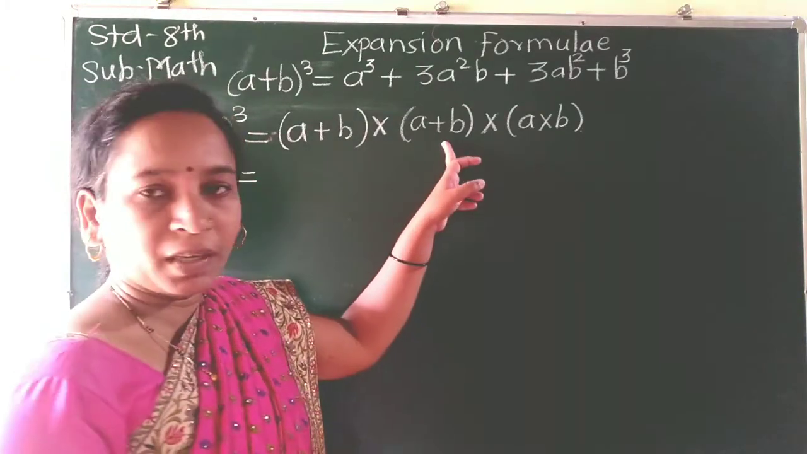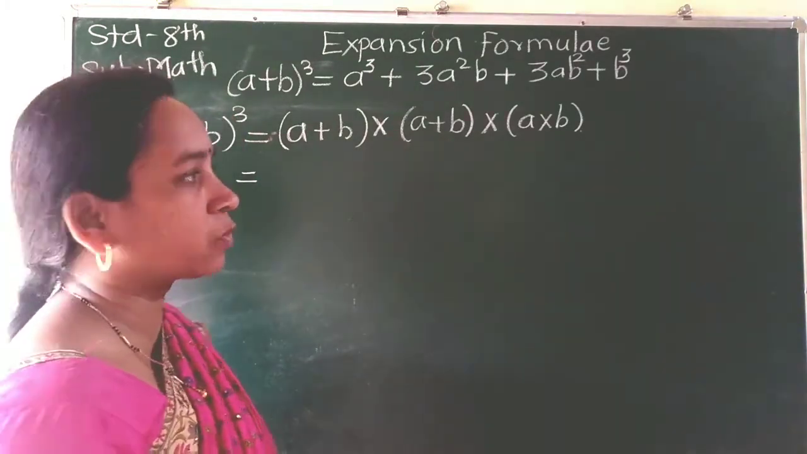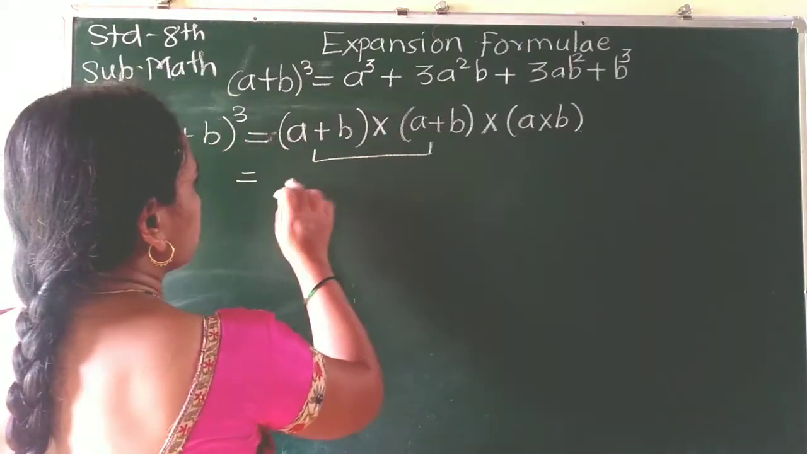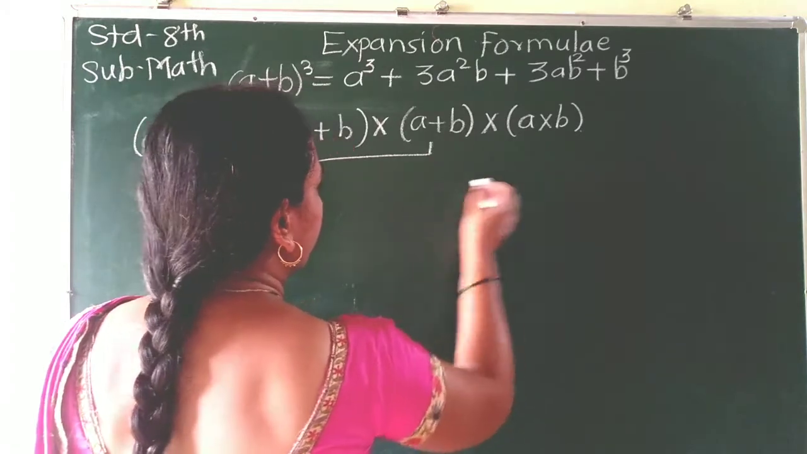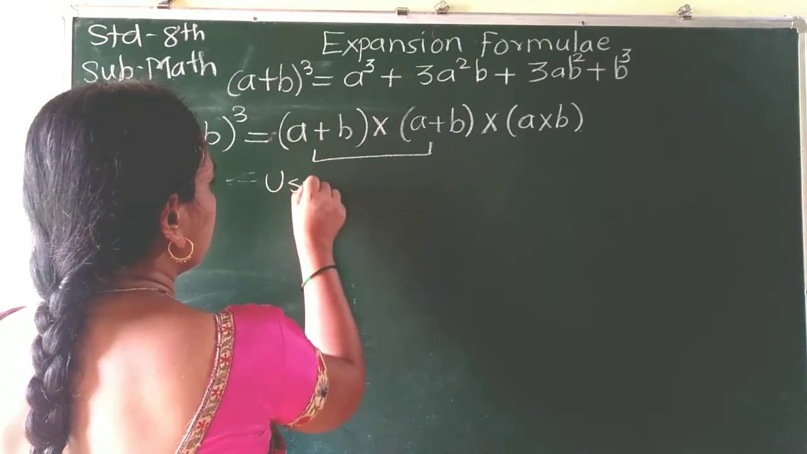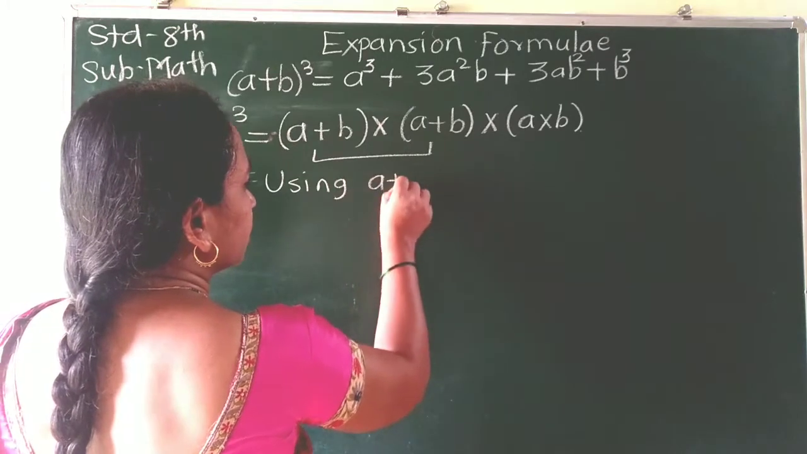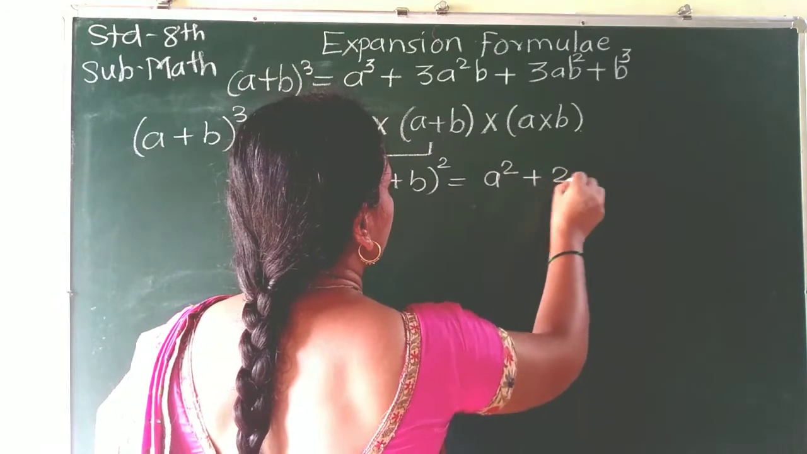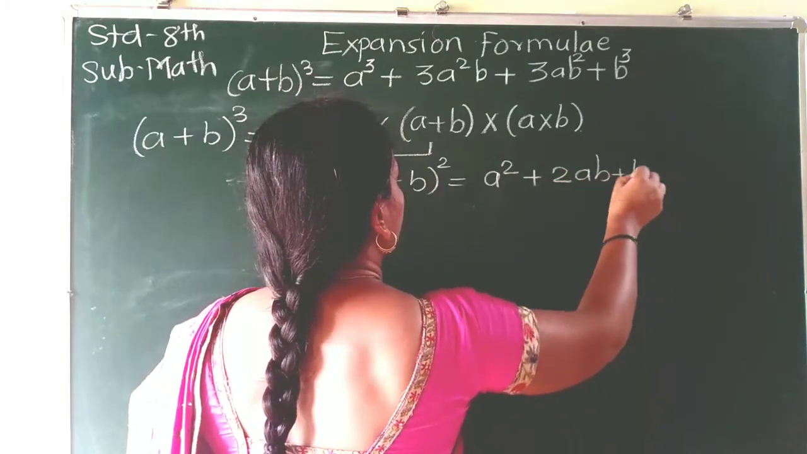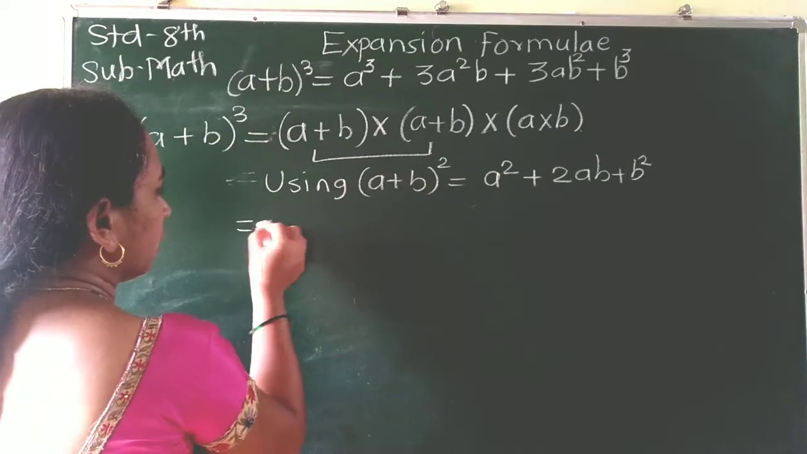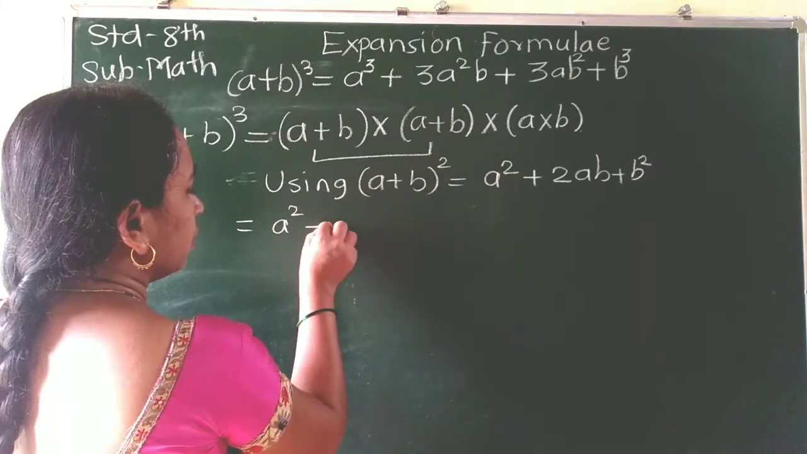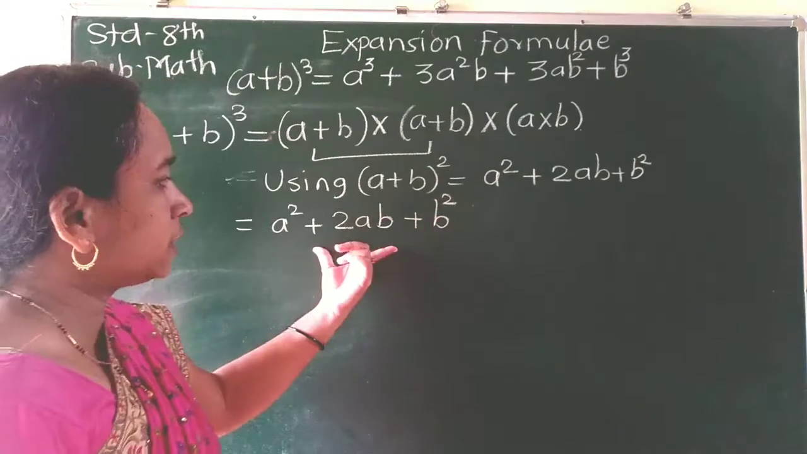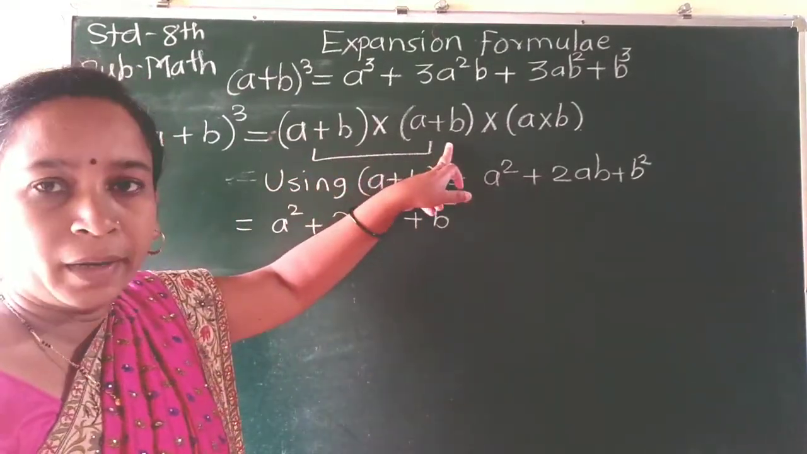(a + b). Here we can use the formula a square plus 2ab plus b square, because the multiplication of these two gives (a + b) square. So using (a + b) square, I will take a square plus 2ab plus b square. This is the expansion of (a + b) into (a + b).